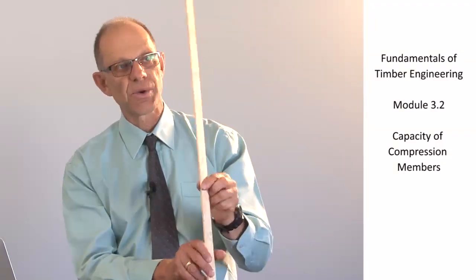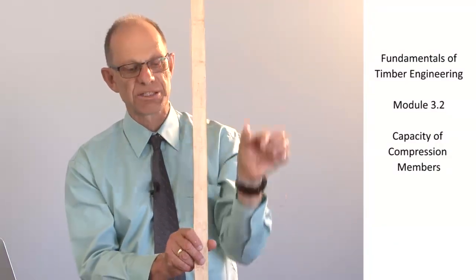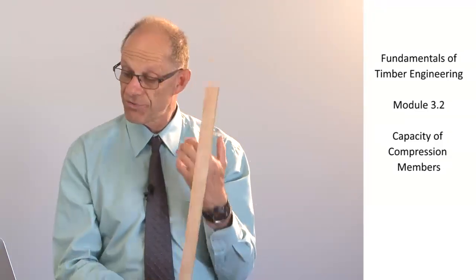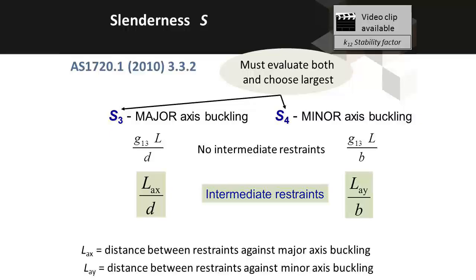We evaluate the slenderness for major axis buckling separately. They use very similar formulae, as you can see on this slide. However, for major axis, the slenderness relates to the larger cross-sectional dimension, and for minor axis, the slenderness relates to the smaller cross-sectional dimension. We evaluate them both separately, and whichever slenderness is the larger one is the one that we use in evaluating the k12 factor.